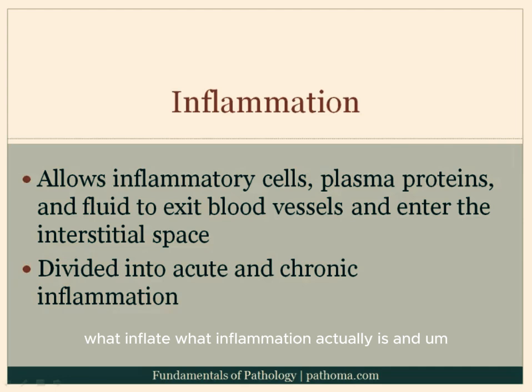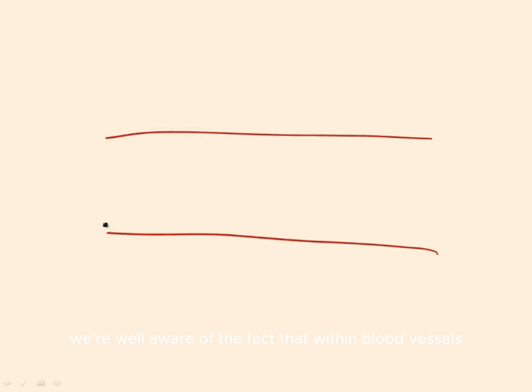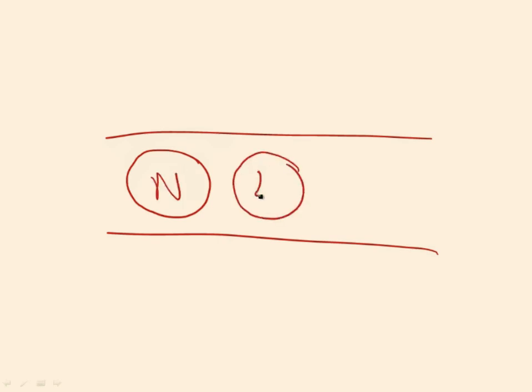And maybe the easiest way to do this would be to make a simple diagram. So I'm going to create a little space here for that. Imagine that this is a blood vessel, and we're well aware of the fact that within blood vessels is flowing inflammatory cells, for example, neutrophils. Also present within blood vessels are lymphocytes. And within blood vessels is fluid and other important proteins.